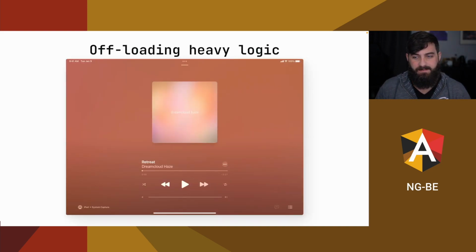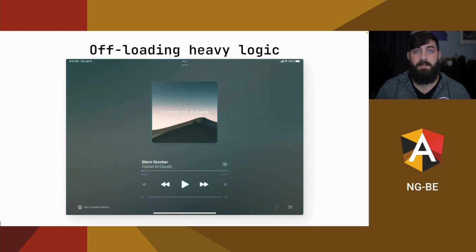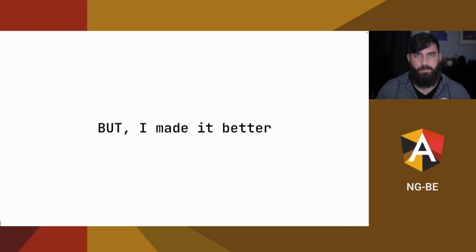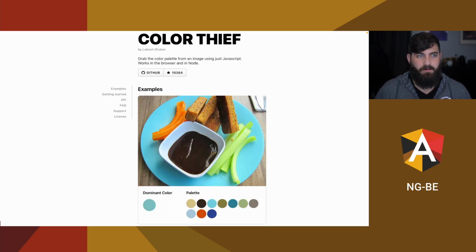Now, the last little bit is this offloading of heavy logic, where we are just getting the background color, or the dominant color, of an album art. And I kind of cheated here because I had done this before in a different project, and I was able to reuse some existing code, but I figured out a way to make it better and improve upon what had already been submitted to the world. So I started off with this library called Color Thief. I adapted it a little bit to change how it performs, but all it does is just analyze an image and give you the dominant color for that image.